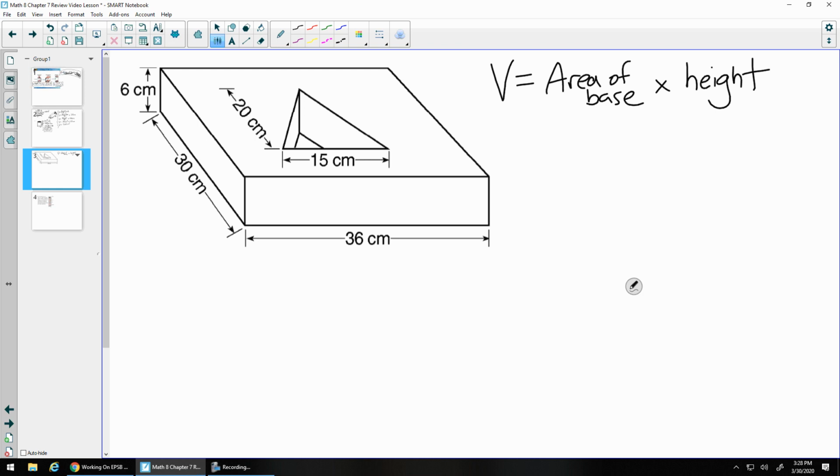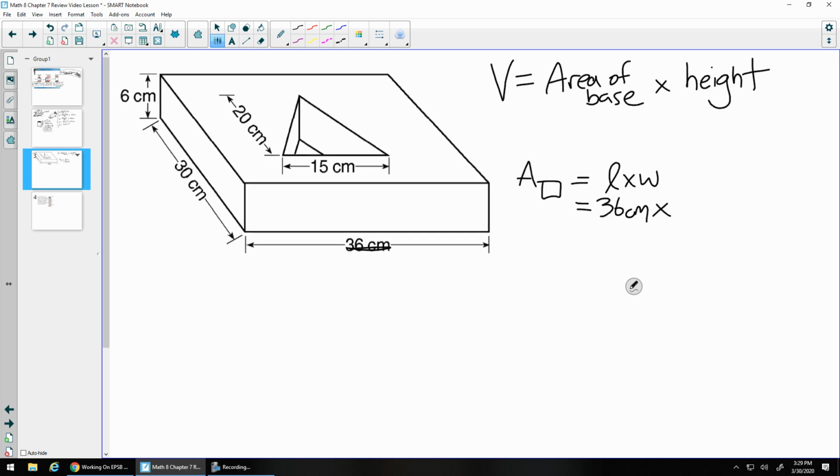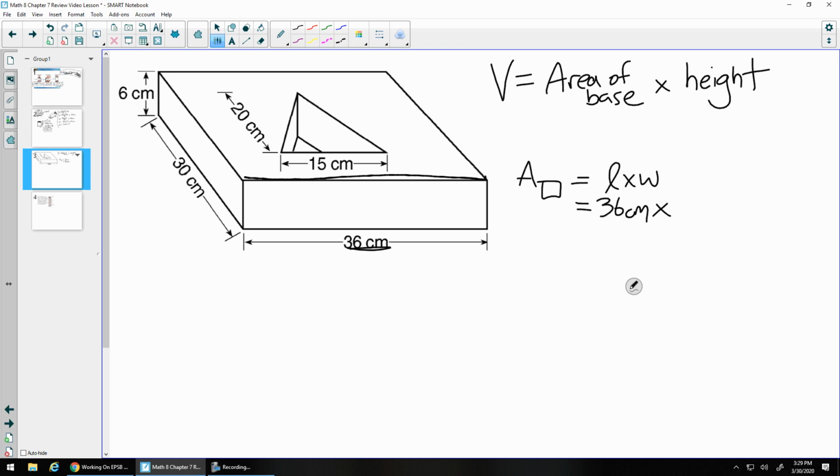Let's find the area of the rectangular base, which would be length times width. Well, we know that the length is 36 centimeters, as shown here, and the width, when we're imagining this top rectangle, is 30 centimeters. So it's 36 centimeters by 30 centimeters. You'd probably want to use a calculator for that one. 30 times 36 is 1080, and we want centimeters times centimeters, so that's centimeters squared. So that's the area of our rectangle.